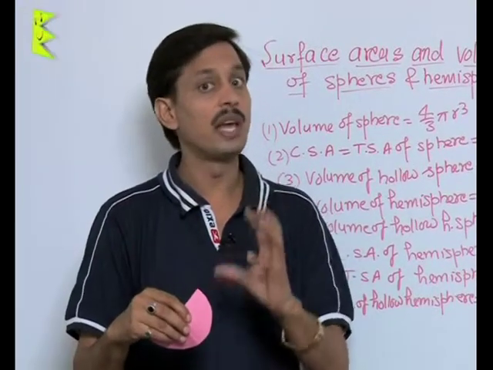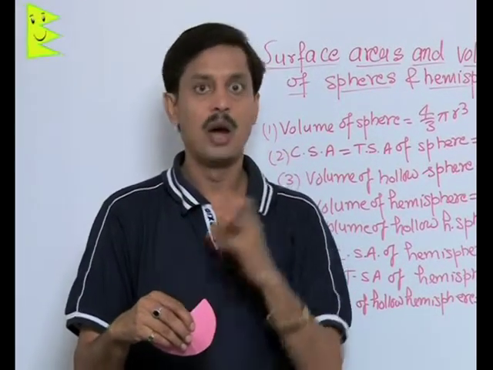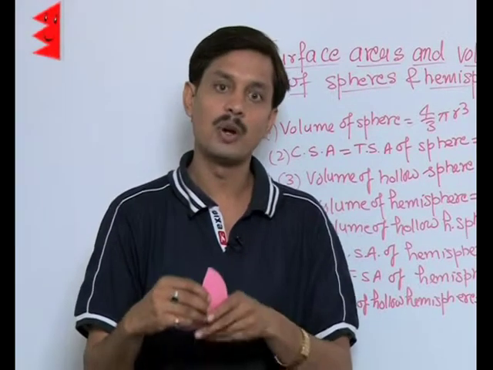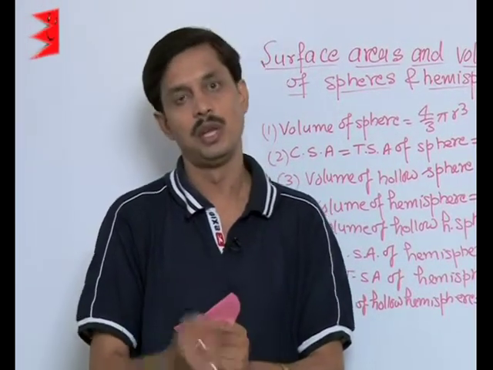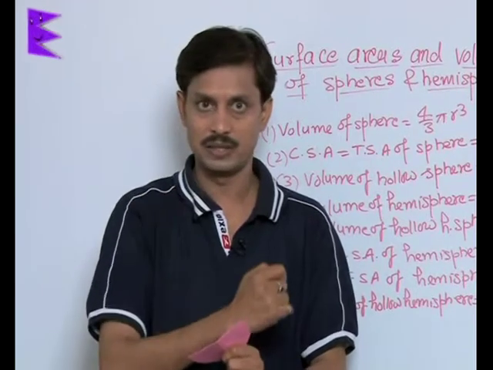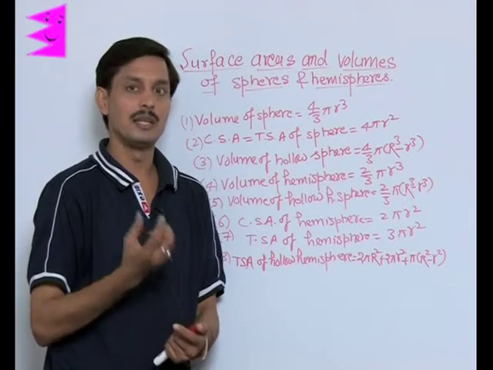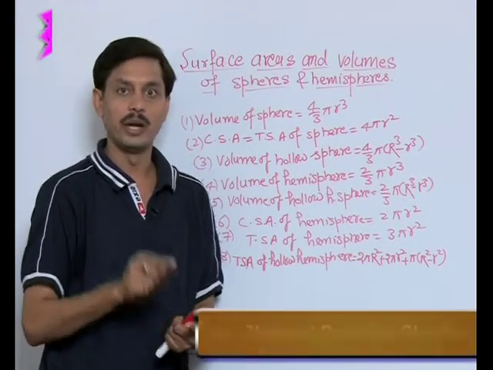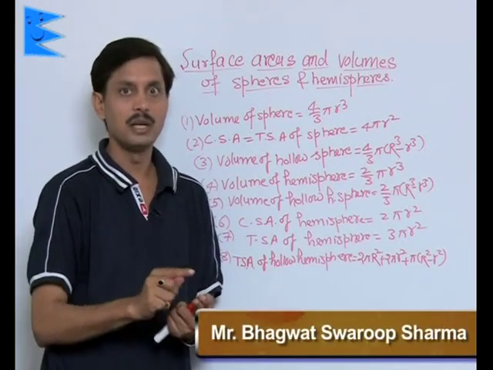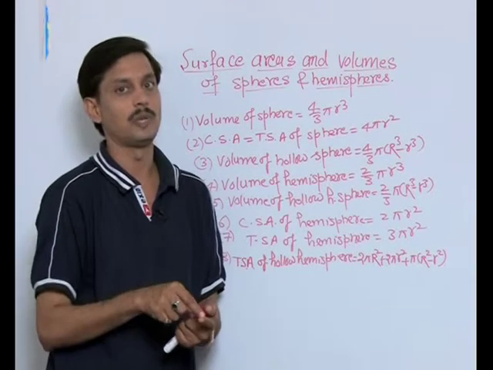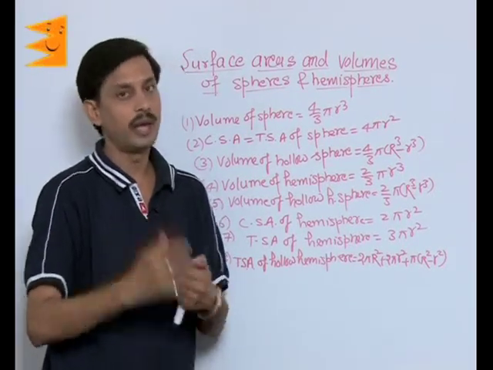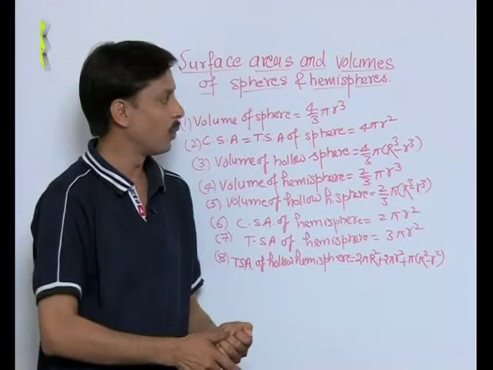Similarly, as you know, we can have a hollow sphere and a hollow hemisphere. For these we have separate results. Now I would like to explain what results are required to calculate the volume of a sphere, and the CSA or TSA of a sphere and of hemispheres. One by one I am going through them.